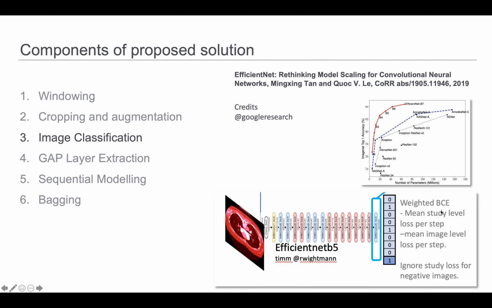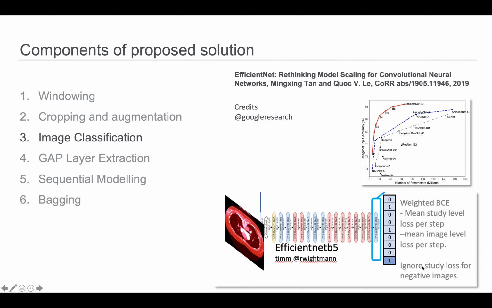And the loss here was pretty important. For images, we took the loss of every image and averaged that over the batch. But for a study, so things like the severity of the condition and whether it's on the right or the left side, we only used the loss on positive images, masked so that we ignored the loss on negative images and then took the mean of the loss on positive images.